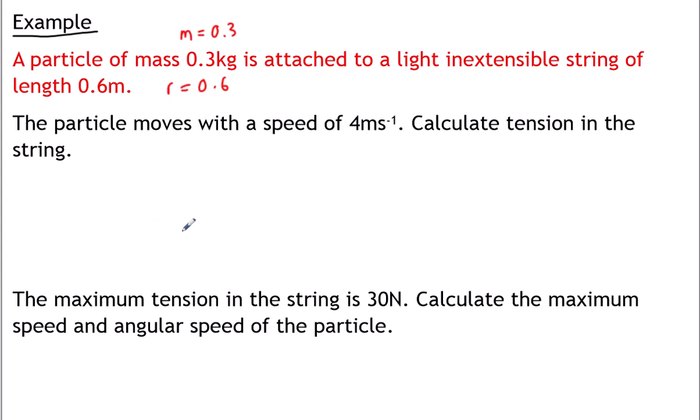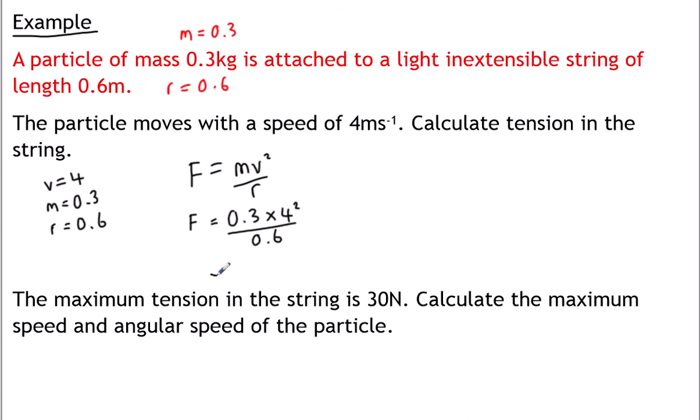So, very simply then, we know v is 4, m is 0.3, r is 0.6, so we can just do F equals, now we're working in v not omega, so I'm going to use F equals mv squared over r, so 0.3 times 4 squared over 0.6. It needs a force of 8 newtons. So the force in the string is 8 newtons, and as long as the string can hold 8 newtons, not a problem, we can easily do this.